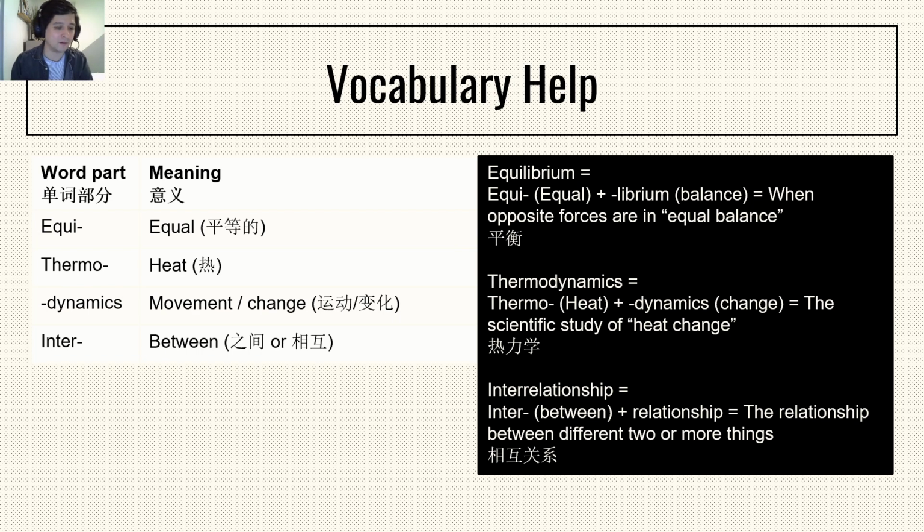And then finally we have inter, which means between, right? So the example we have here is interrelationship. So we know the word relationship. You can guess the meaning, right? The relationship between two or more different things. We see this prefix all the time, for example, the internet. It's a connection, the net, a network of different computers, and they're all connected. So it's a network between different computers.